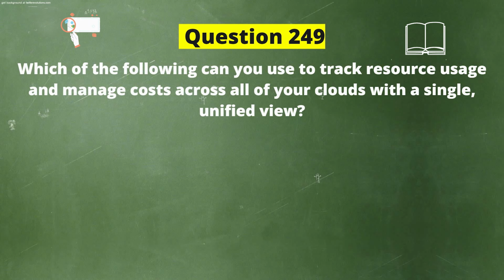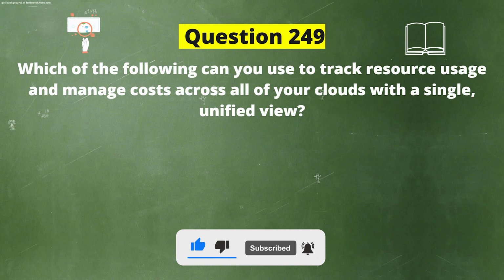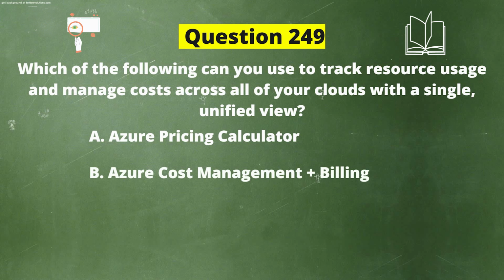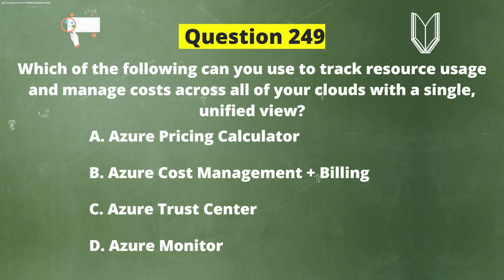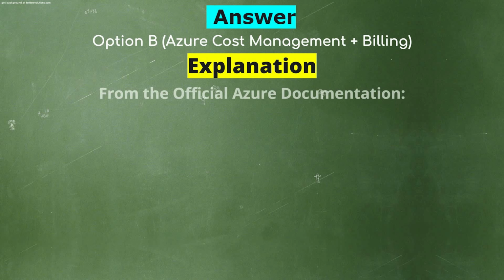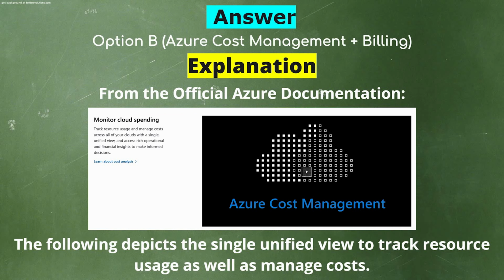Next question. Which of the following can you use to track resource uses and manage costs across all of your clouds with a single unified view? And the options are: A. Azure pricing calculator, B. Azure cost management plus billing, C. Azure trust center, D. Azure monitor. And the correct answer is option B. Azure cost management plus billing. Explanation. The following depicts the single unified view to track resource uses as well as manage cost.